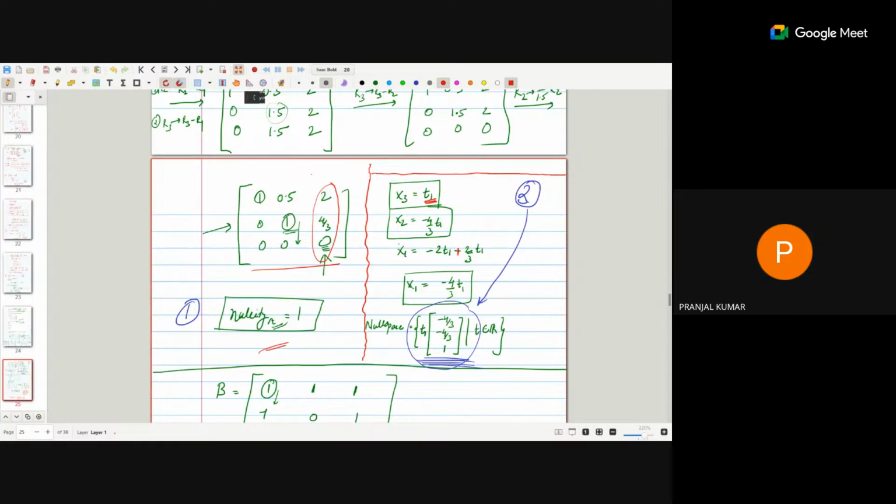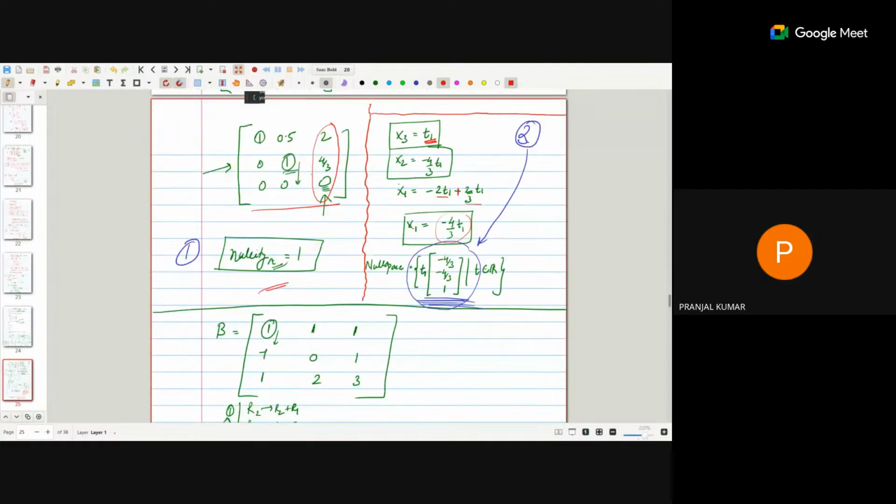Now the same for x1. x1 plus 0.5 x2 plus 2 x3 is equal to 0. Then I transfer all the other variables to the RHS. So this will be minus 2 t1 plus 2 by 3 t1, so this will be minus 4 by 3 t1. Is this clear? Now I write the null space: t1 times the vector (minus 4 by 3, minus 4 by 3, 1), since x1 is minus 4 by 3 t1, x2 is minus 4 by 3 t1, and x3 is t1, such that t belongs to the reals.